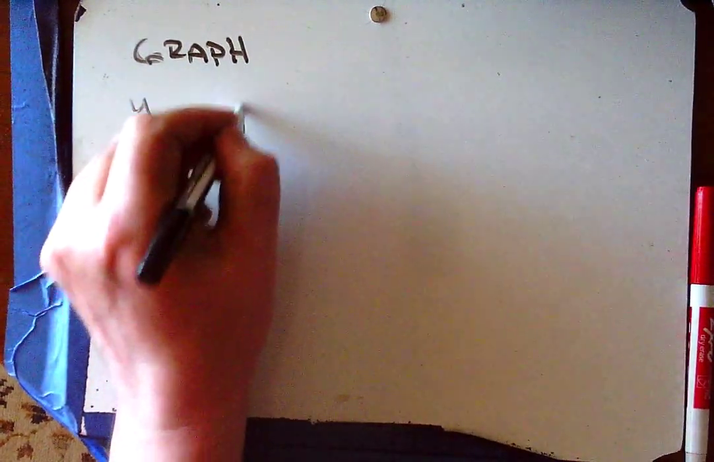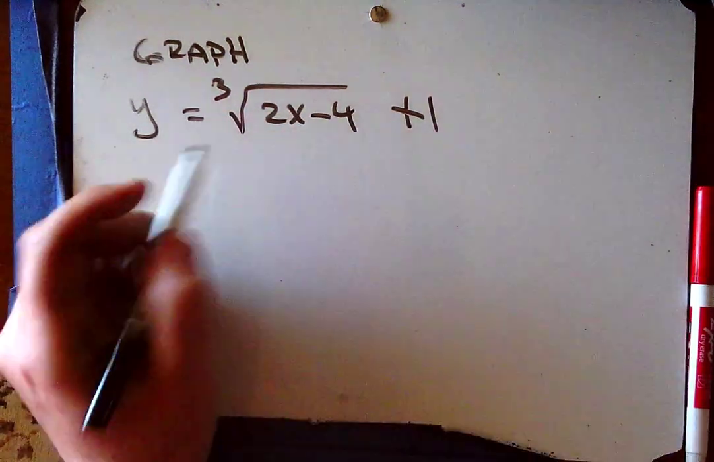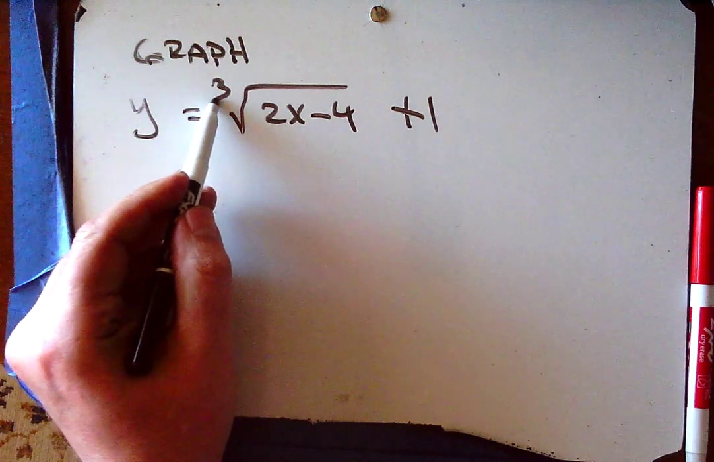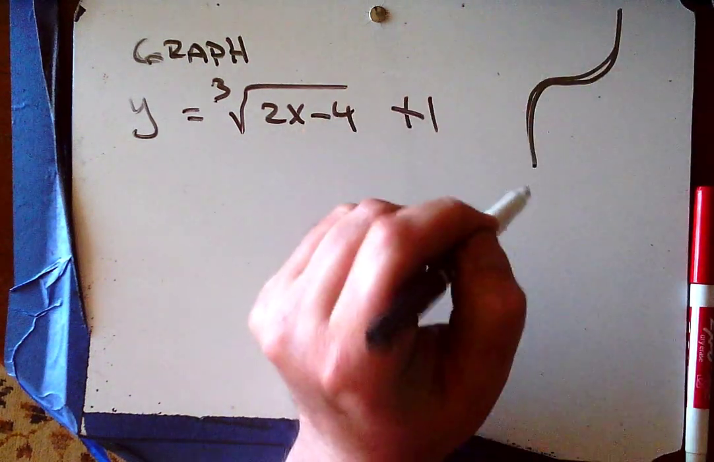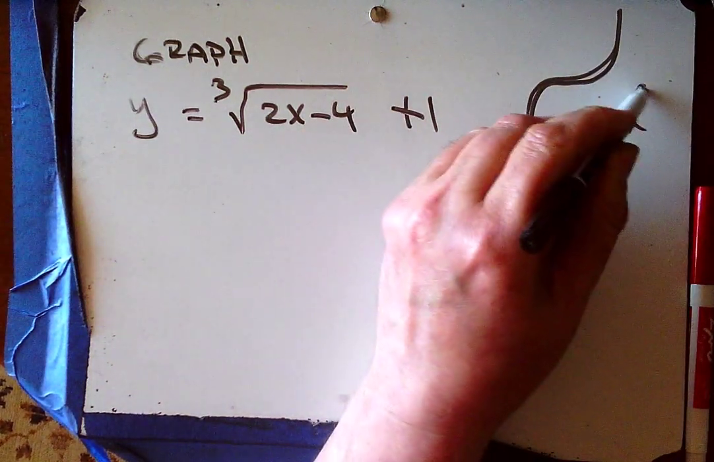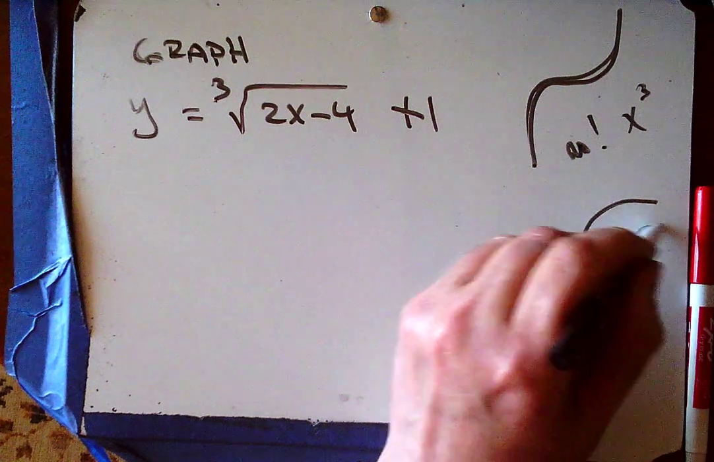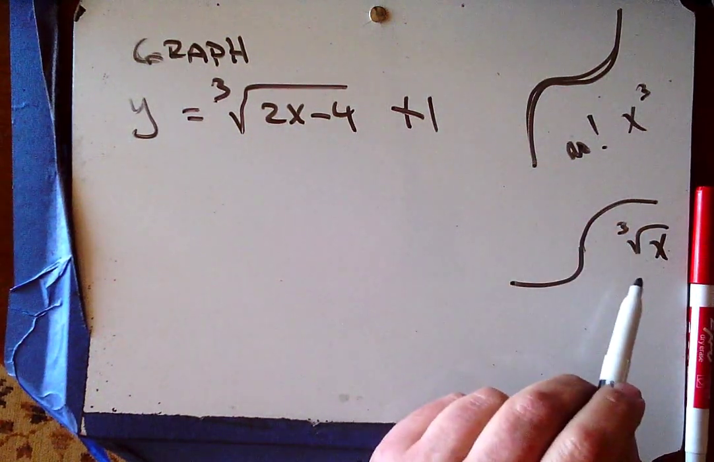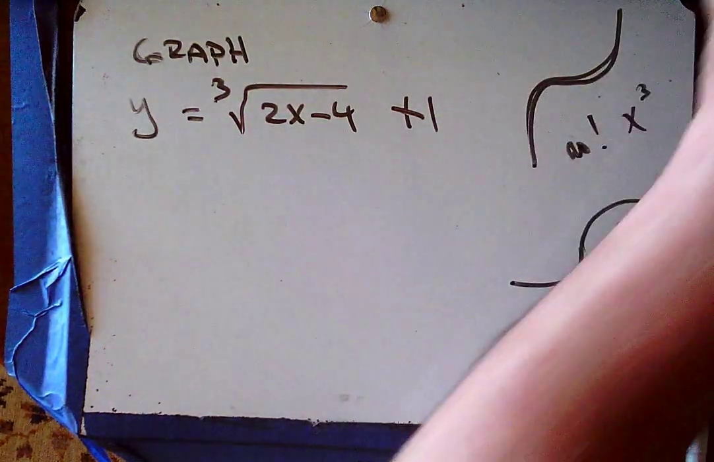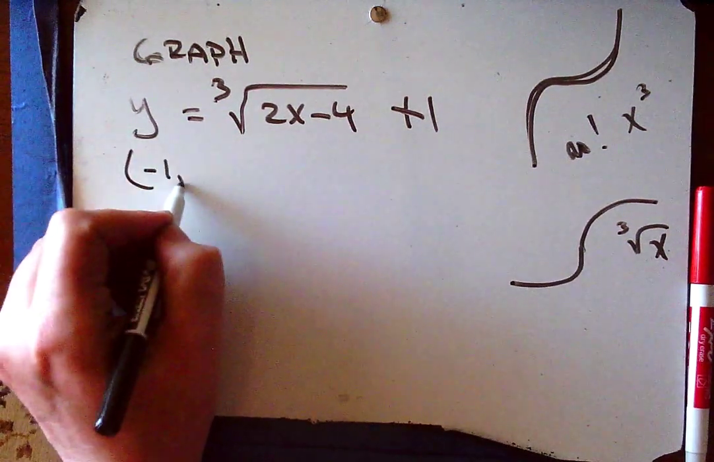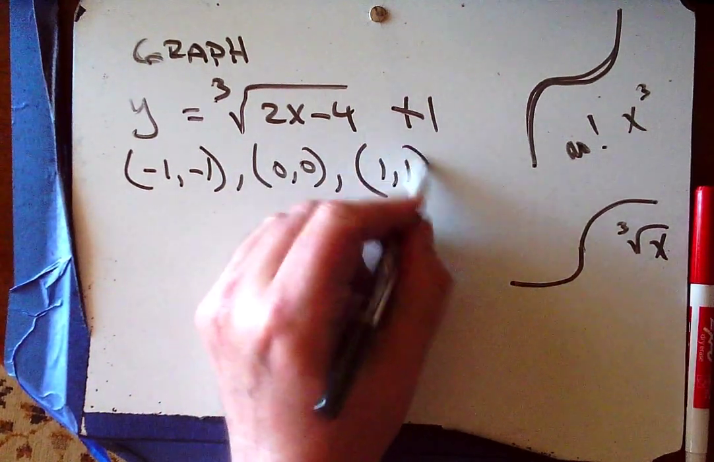Okay, so our first function is cube root of 2x minus 4, plus 1. So I need to remember what the reference points are for the cube root of x. I need to remember the shape of cube root of x. Is this the shape of cube root of x? No, this is x to the third. Remember, cube root of x looks like that. So I've got to know not only the reference points, but also the shape. These have the same reference points, but they have two completely different shapes. Please make sure you invest a little time in making sure you're comfortable with these reference points and shapes.